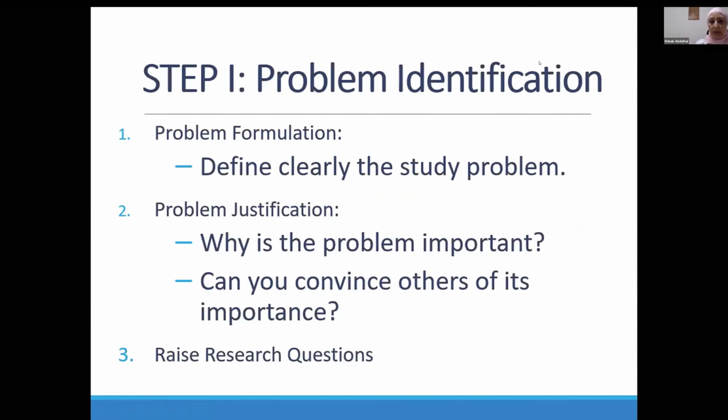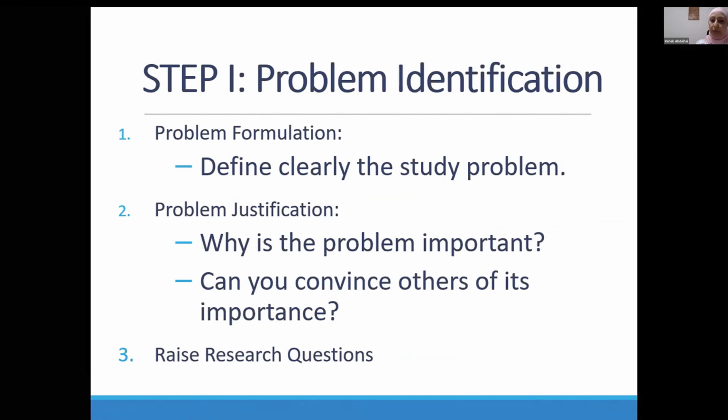Now, when we are still in our first step of problem identification, we have a clear problem, we have stated that clearly to ourselves. We need to focus on the problem justification. There are two important points that we have to consider when we justify our problem. We want to identify why the problem is important, and if we can convince others of its importance. So can anyone tell me why these two points are important when we are thinking about our research?